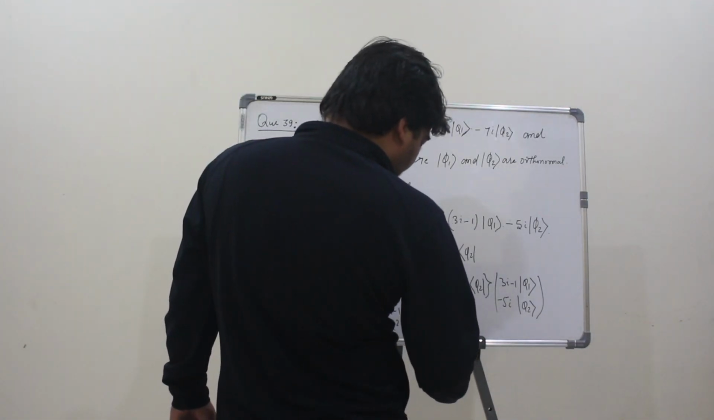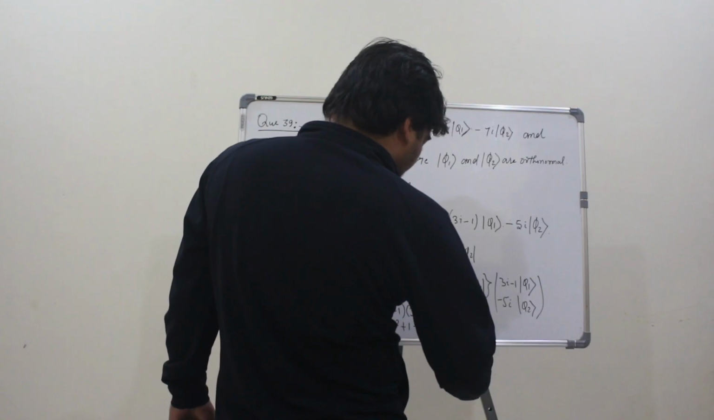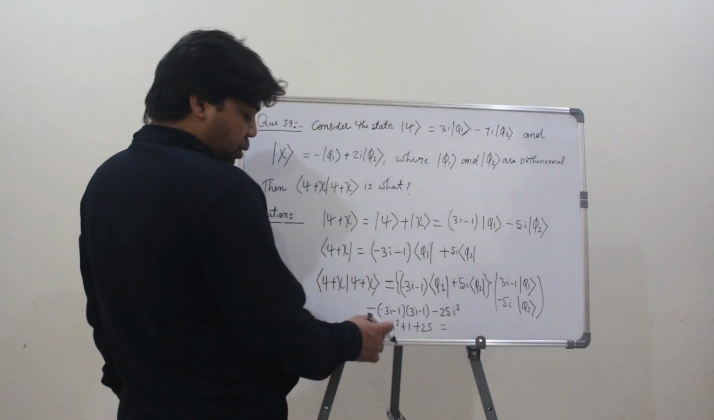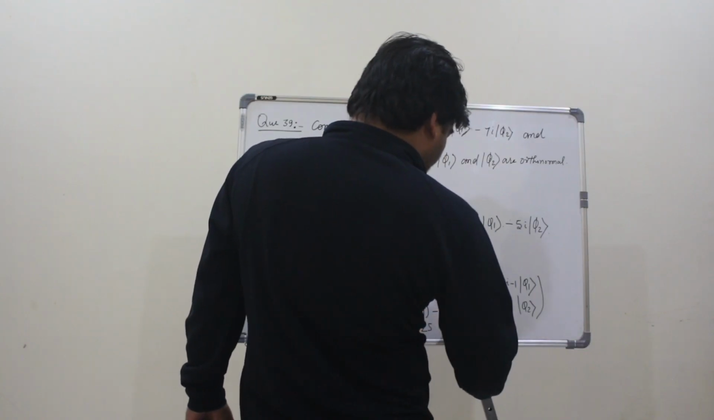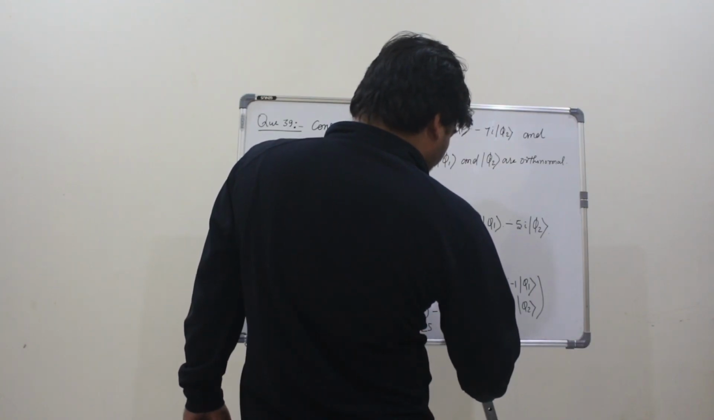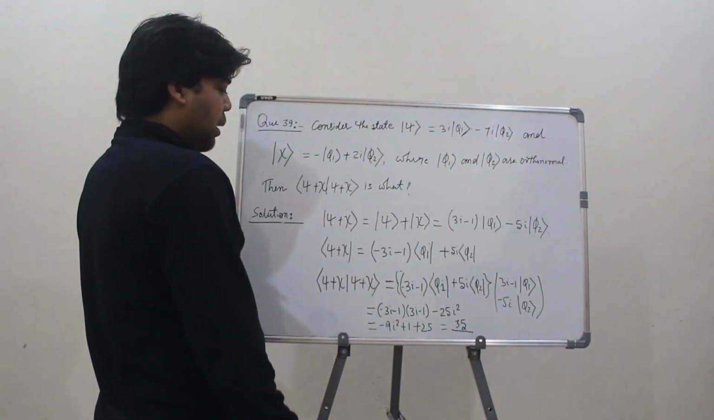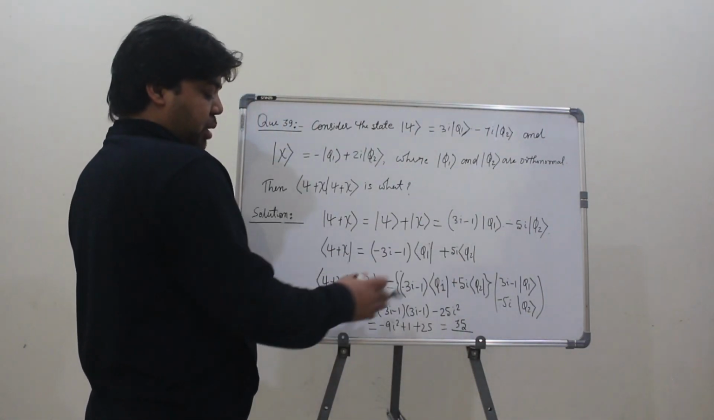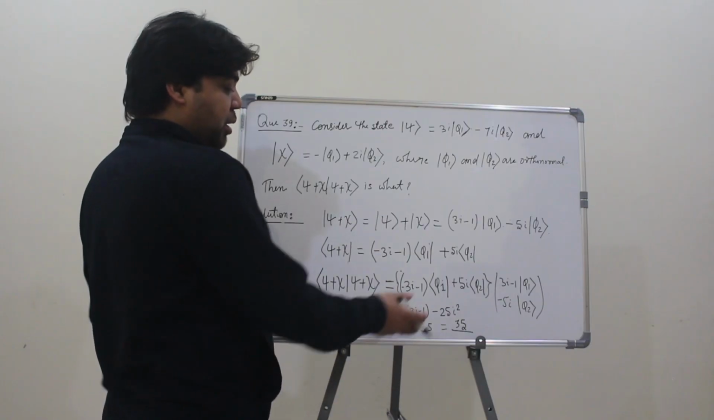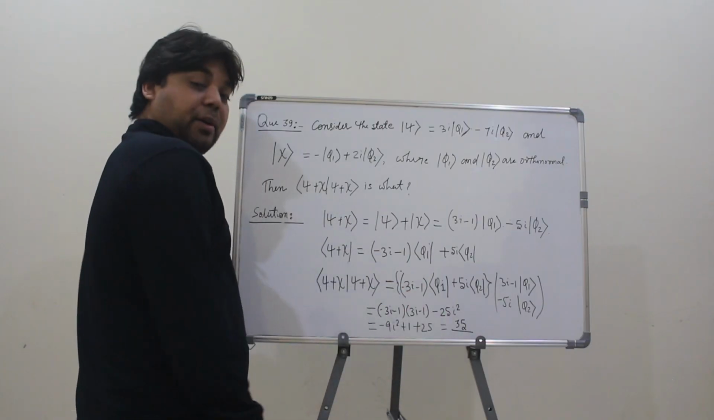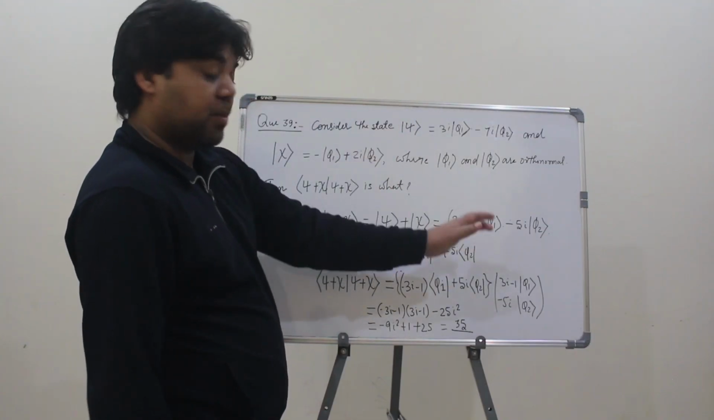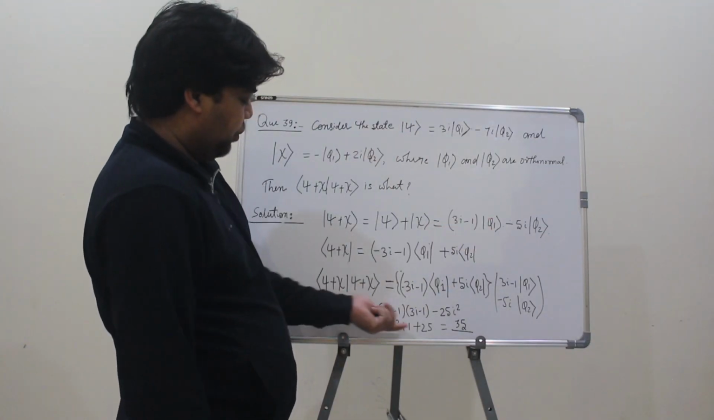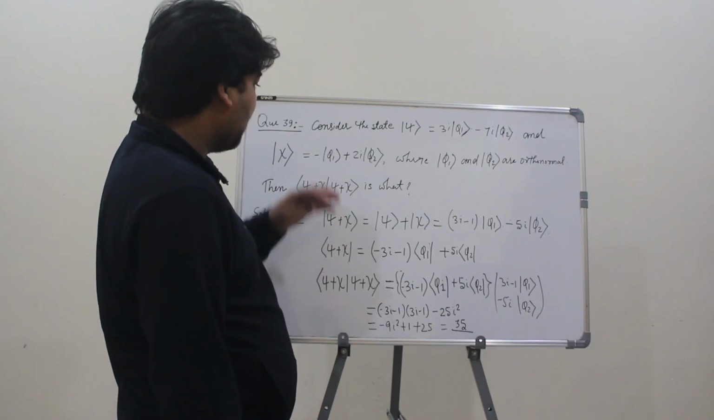This gives you minus 25 and minus 9, i squared will give you plus 9. So 25 plus 1 plus 10, giving you 35 as the answer. Right? So this inner product is nothing but a simple calculation, 35. It's just a vector multiplication, just a matrix multiplication. So this is what we have got.